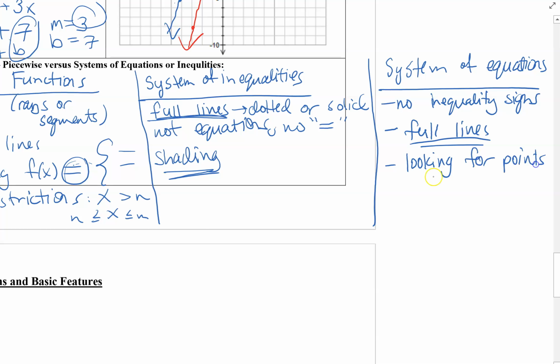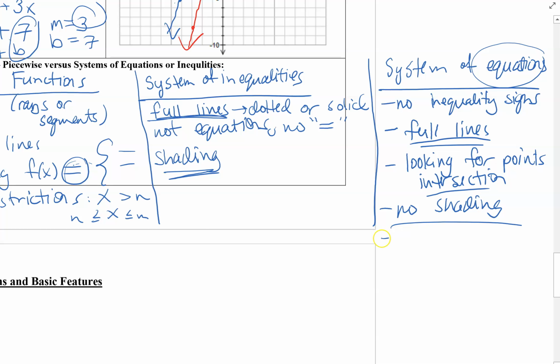You're not graphing one function. You're graphing full functions, and you're looking for where they intersect. You're thinking of them as separate functions and trying to find where they intersect. It's different than piecing rays and segments together to form one function. And then these have no shading. So no shading on a system of equations, only on a system of inequalities.